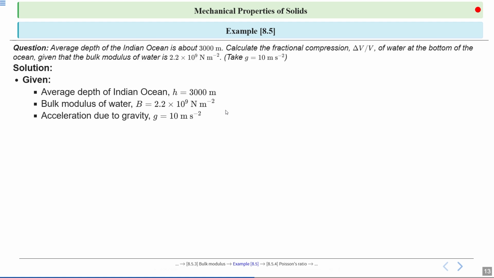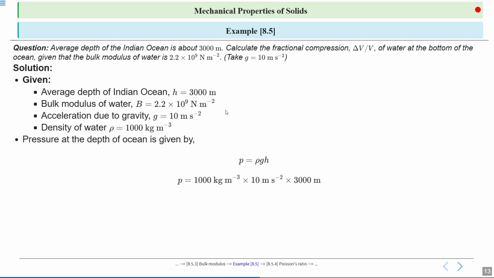Acceleration due to gravity g equal to 10 meter per second square, and density of water rho equal to 1000 kg per meter cube. Pressure at the depth of the ocean is given by P equal to rho g h. Substituting the values, we get pressure equal to 1000 kilogram per meter cube times 10 meter per second square times 3000 meter. Solving this, we get P equal to 3 times 10 raised to the power 7 Newton per meter square.